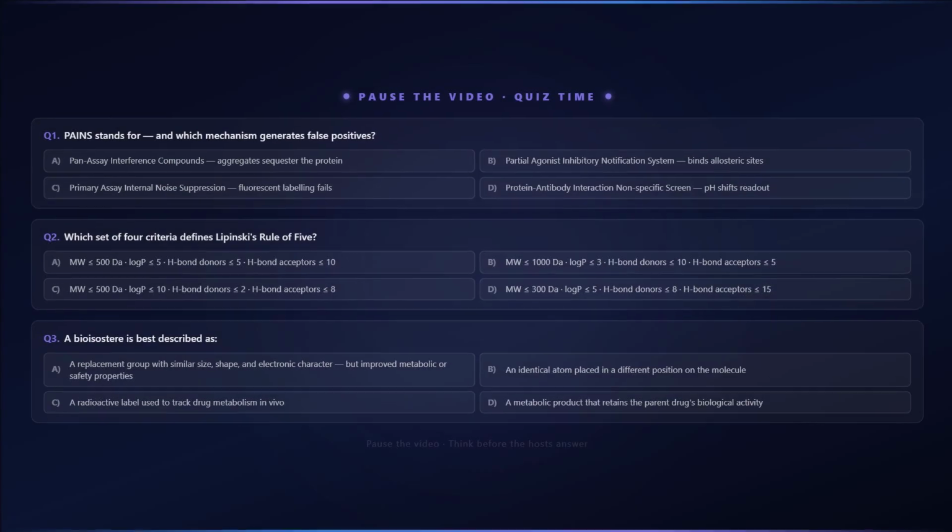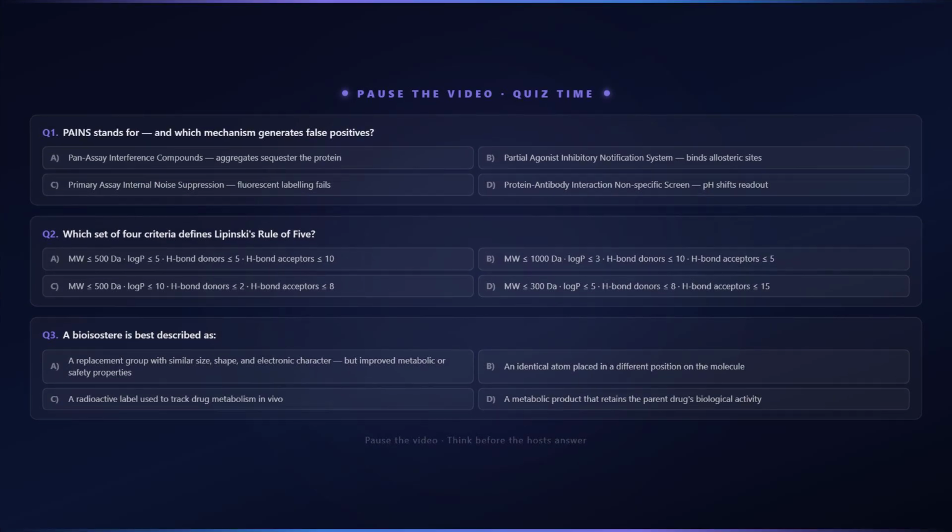Final exam. This episode had real numbers in it, and I am ready. Pause the video now. 3 questions. Answer before you press play. Question 1, what does PAINS stand for? And give 2 mechanisms by which PAINS compounds generate false positives in a high-throughput screen. Question 2, state all 4 criteria in Lipinski's rule of 5. Question 3, what is a bioisostere? Give 1 example of a bioisosteric substitution used to improve metabolic stability in a drug lead. Take your time. Think carefully.